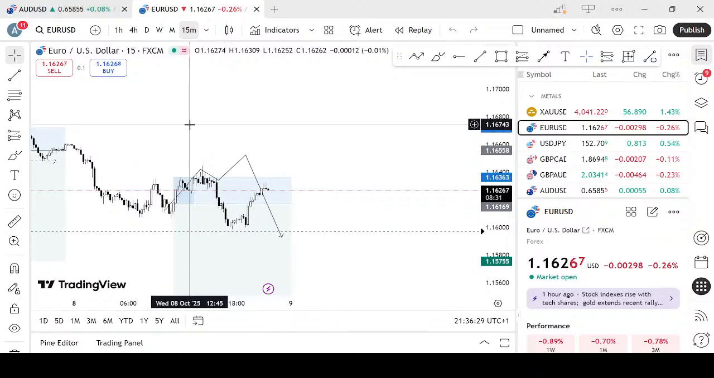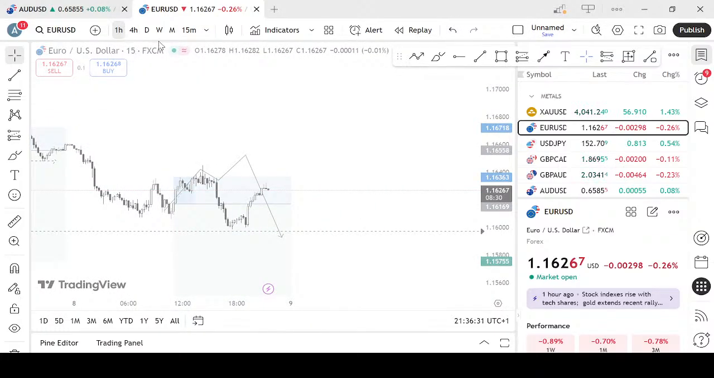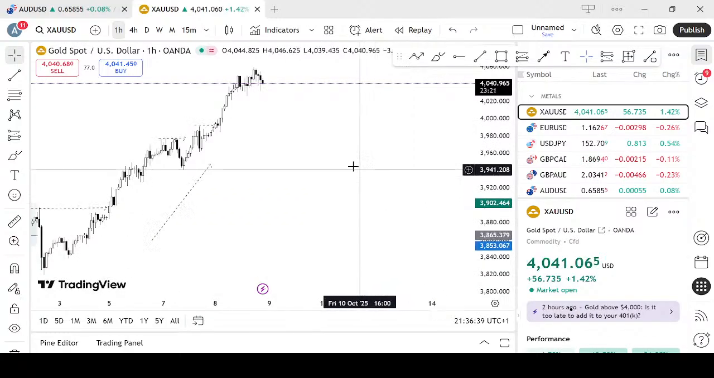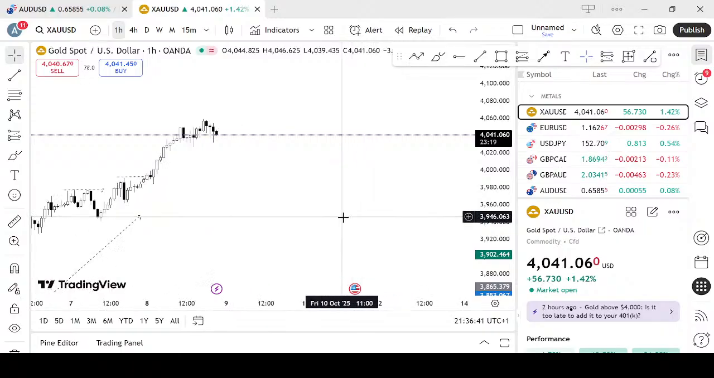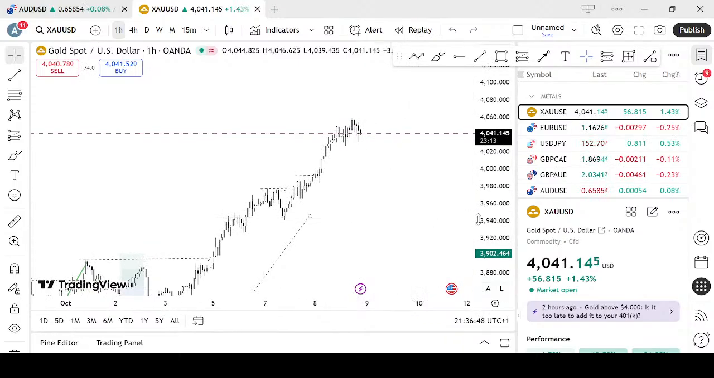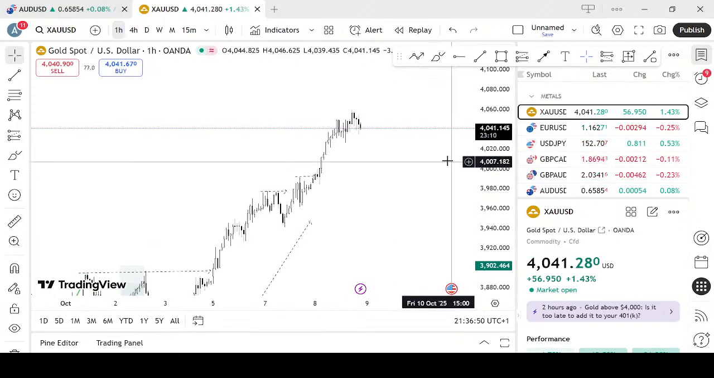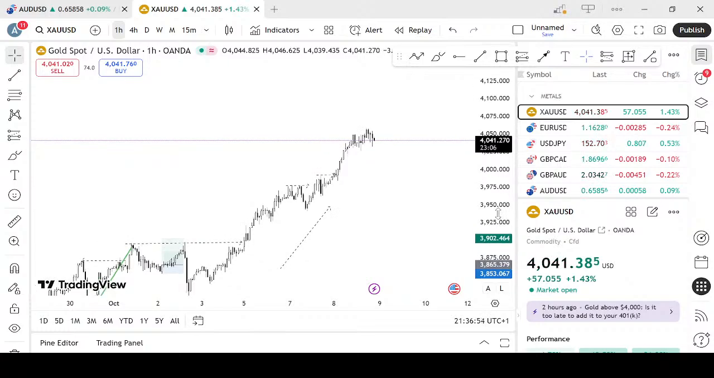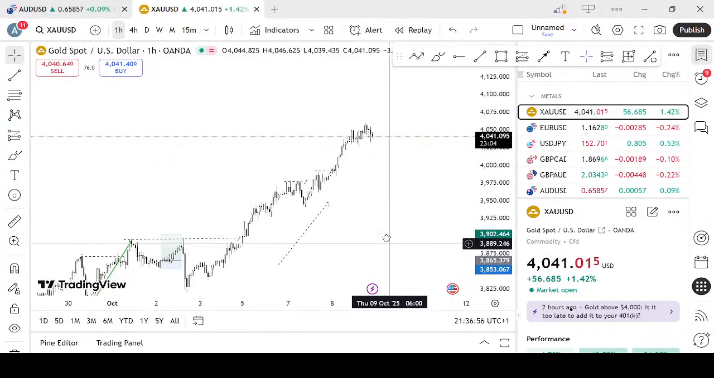Okay, let's walk through from the first pair here, which is XAUSD. Like I said earlier in the morning, on XAU, we are still bullish, very bullish. Seems to be a very strong, very big move on the bull side.